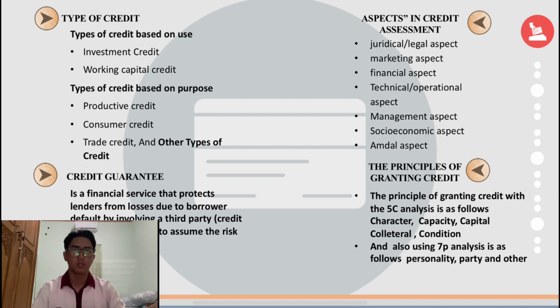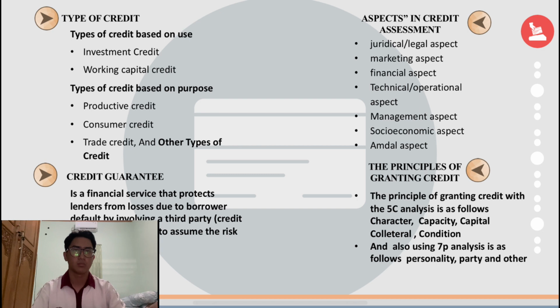In this aspect, we assess the source of funds used to finance the company and the use of these funds. The fourth is the technical or operational aspect. These aspects relate to production issues such as machine types, machine capacity, location problems, and others. Fifth, the management aspect. This aspect aims to assess the organizational structure of the company and its human resources.